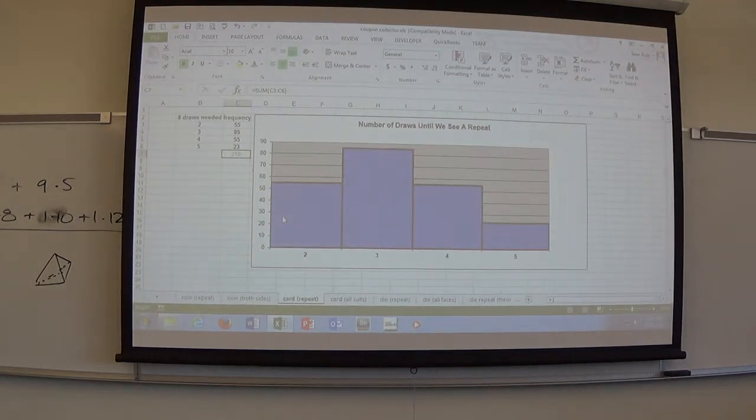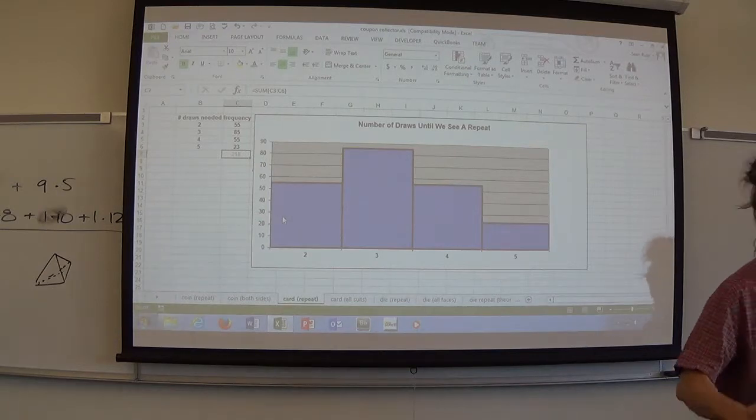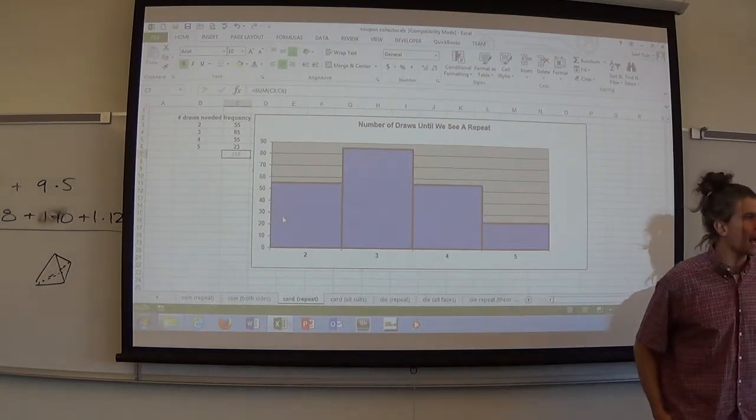55, 85, 55, 23. What do you think the average is? Take a guess. What is the average number of times you have to throw a card out until you're reasonably sure you got a repeated card?